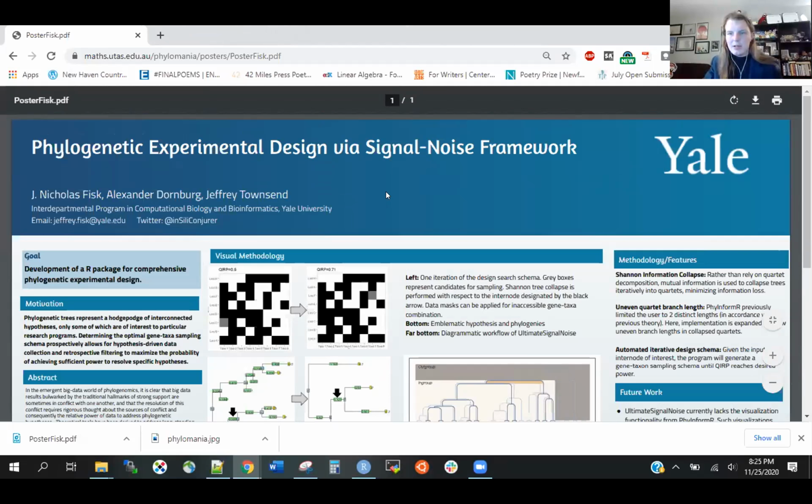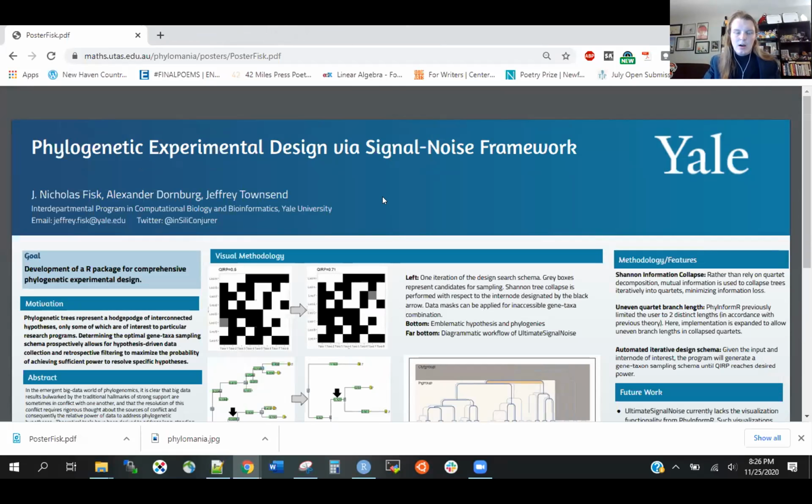So I'm here to talk a little bit about phylogenetic experimental design. A little background about me is that I'm at Yale. I'm in the program for computational biology, bioinformatics, but I largely work on cancer biology problems, and I work pretty close with individual doctors and physician researchers there.